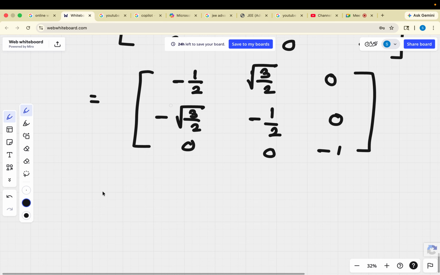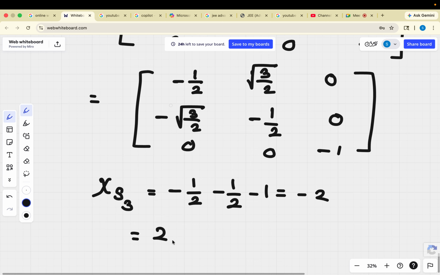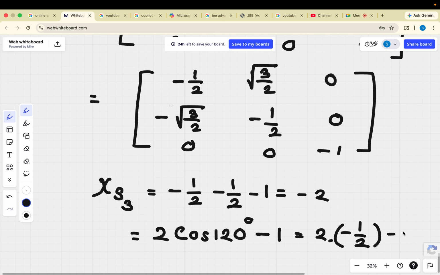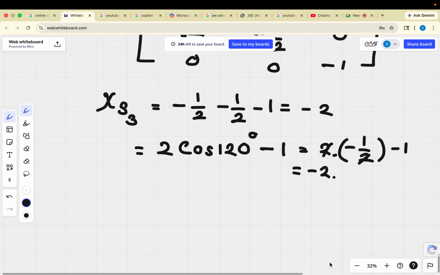So if I want to find out the character, chi is 3, so you have to add diagonally: minus half, minus half, minus 1, so basically I am getting minus 2. Or I can write it using the formula: 2 cos 120 degree minus 1, so 2 into minus half minus 1. So what am I getting? I am getting minus 2. Fine. So these are the things you have to remember, and these are the ways you can find out the character for Cn axis and for Sn axis. Okay, these are the things.